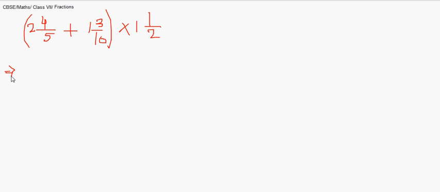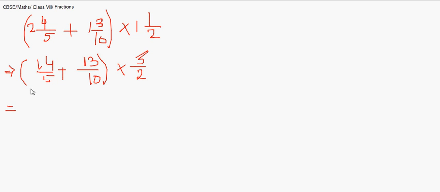Now I think you have already learned in year 6 that you'll be first attending the bracket part. Convert these mixed fractions into improper fractions. The first one will give us 14 upon 5. This is simple. The first step will always remain converting it into improper fraction. I did so. Because this function is inside the bracket, we will solve this first.